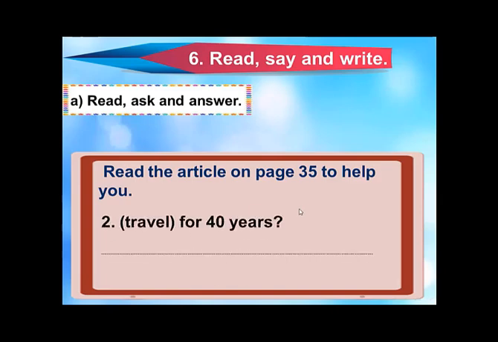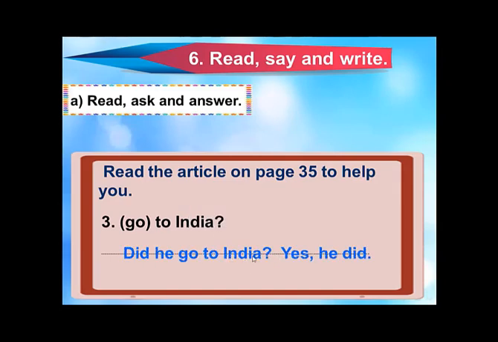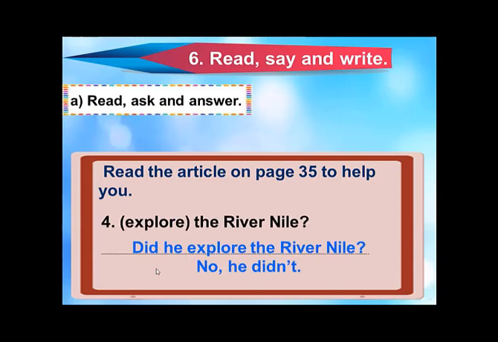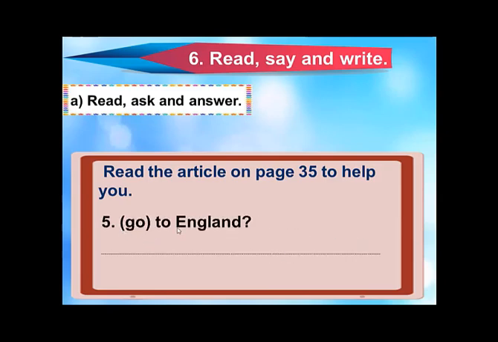Travel for 40 years. So we put did he travel for 40 years? The answer is no he didn't. Did he go to India? Yes he did. Did he explore the river Nile? No he didn't. Go to England? We say did. Did he go to England? No, he didn't. Of course, he went to Spain, not to England.